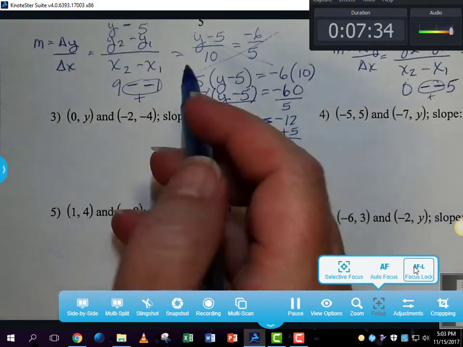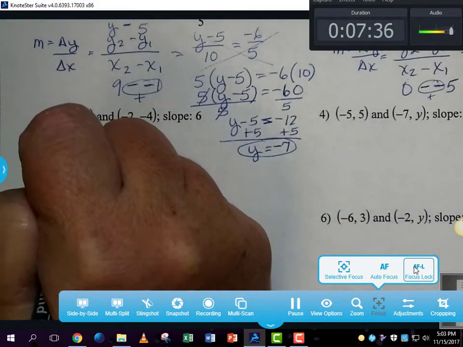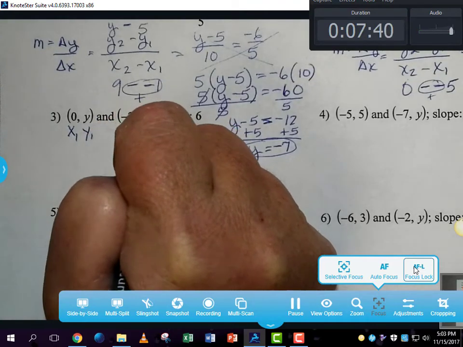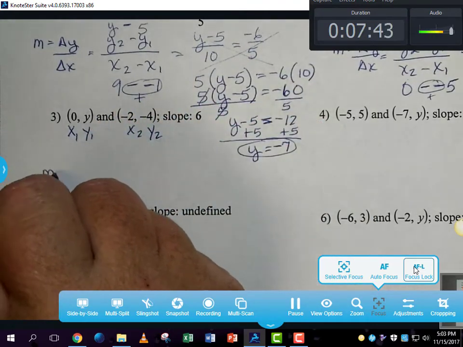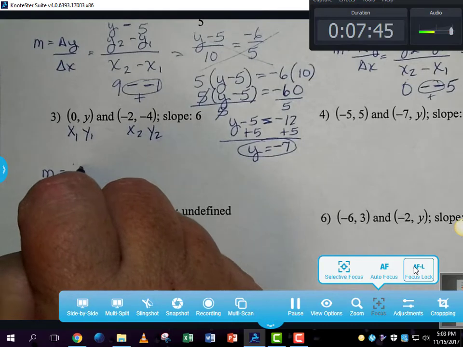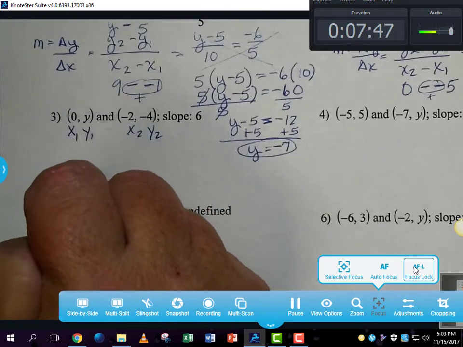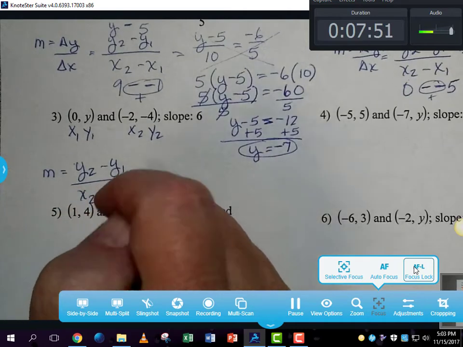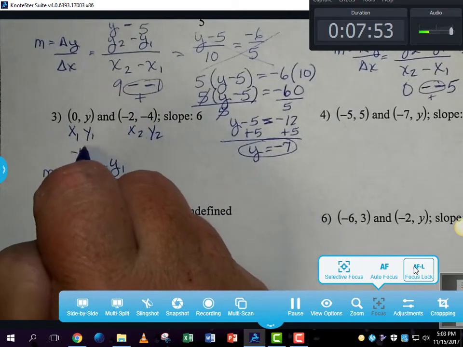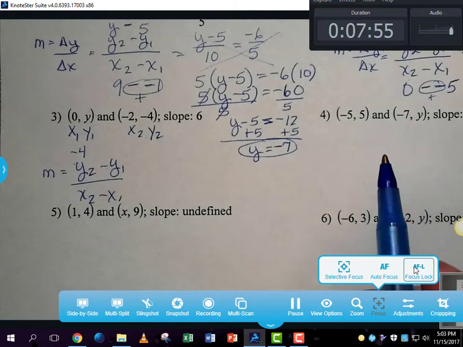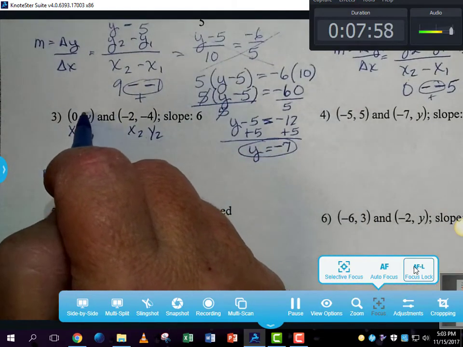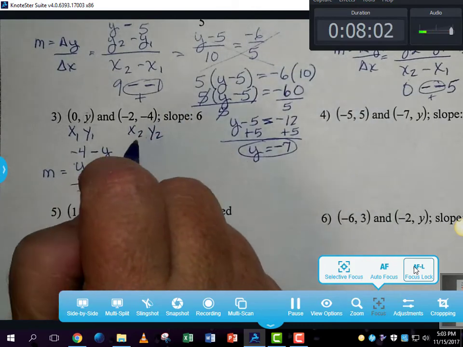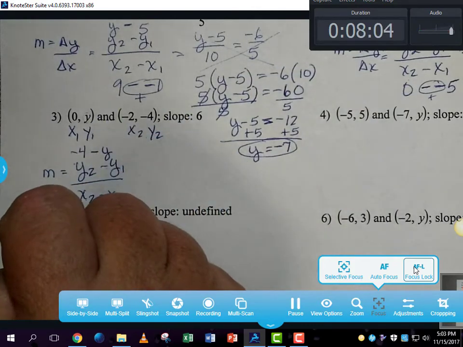Okay, now I'm going to go ahead and say this is x1, y1. This is x2, y2. I'm going to say the slope is the change in y over the change in x, which is y sub 2 minus y sub 1, divided by x sub 2 minus x sub 1. Y sub 2 is negative 4. Y sub 1 is just y, so minus y. X sub 2 is going to be negative 2.